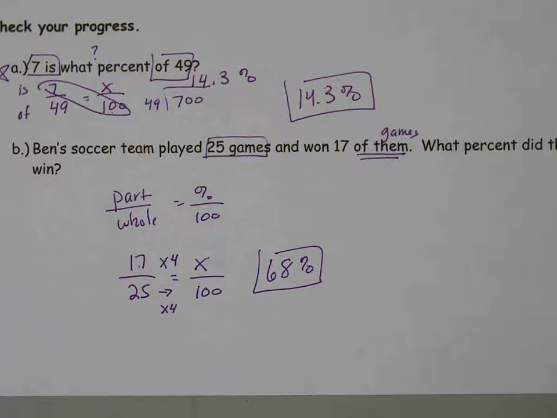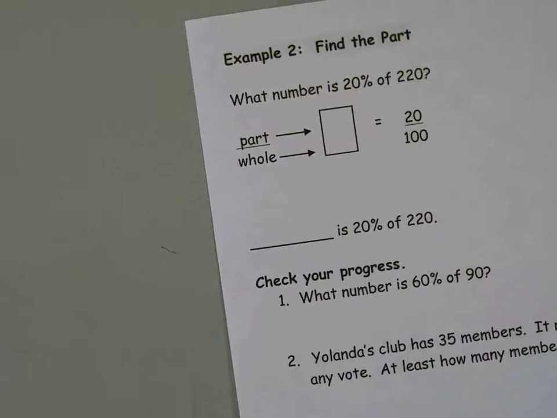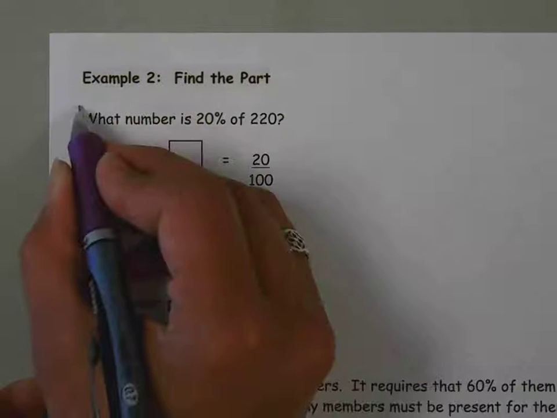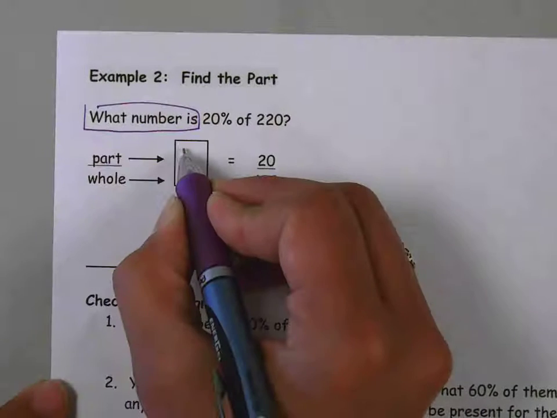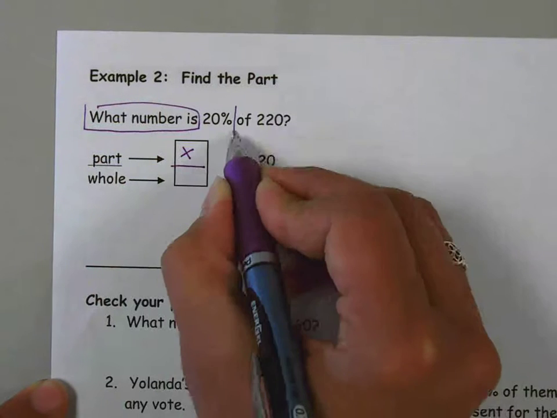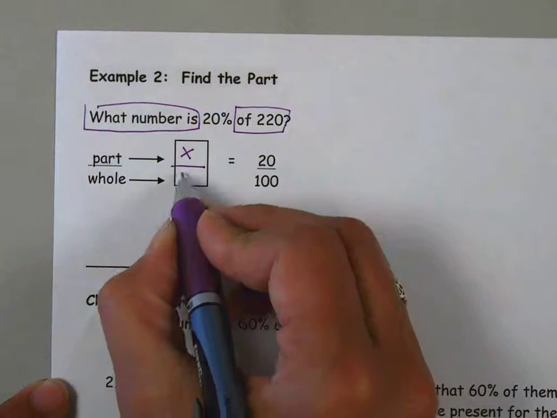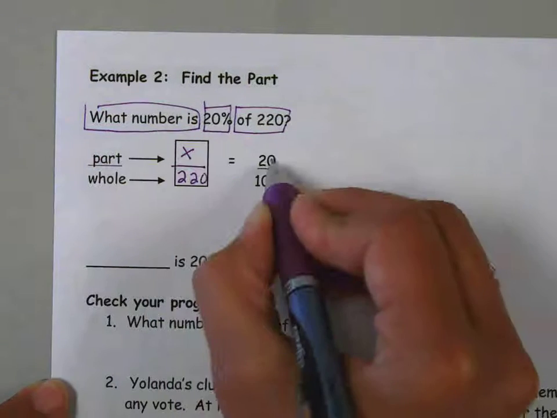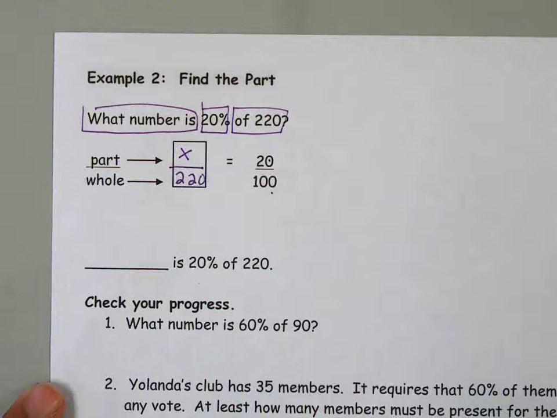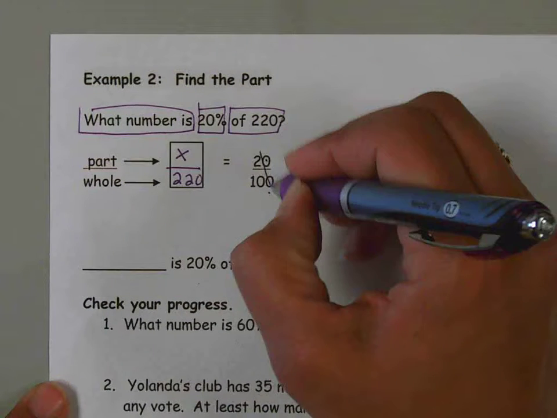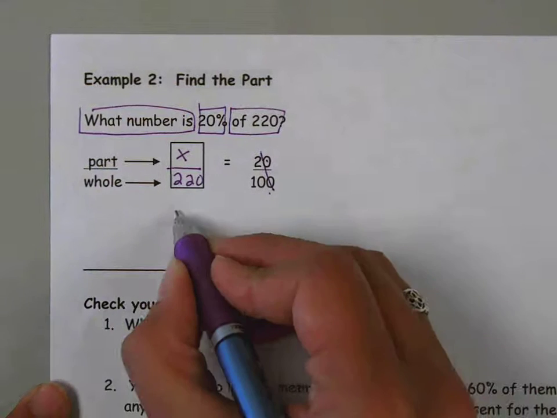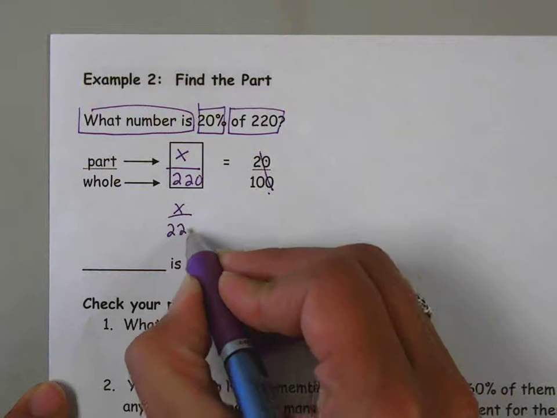Okay, let's look at finding the part now. So what number is 20% of 220? What number is? That is going to be our part. We don't know what our part is. Of 220 is our whole. And we know that our percent is 20 over 100. So I'm actually going to reduce this down. I can reduce 20 100ths by 10, that's 2 tenths, and that is going to give me 1/5.